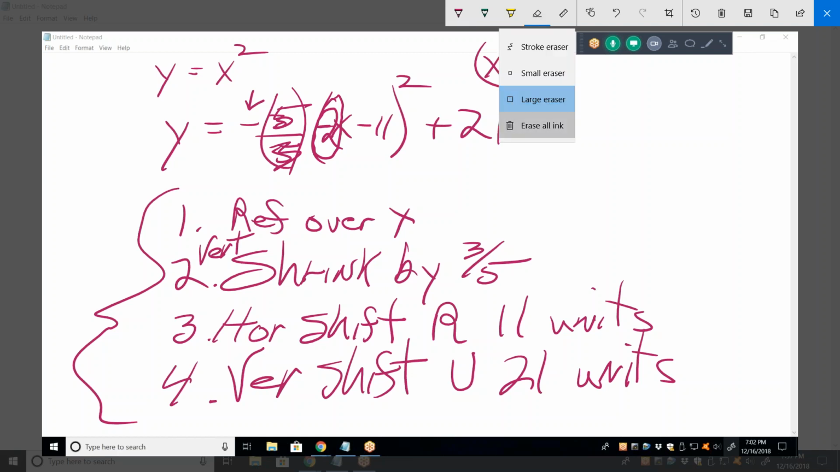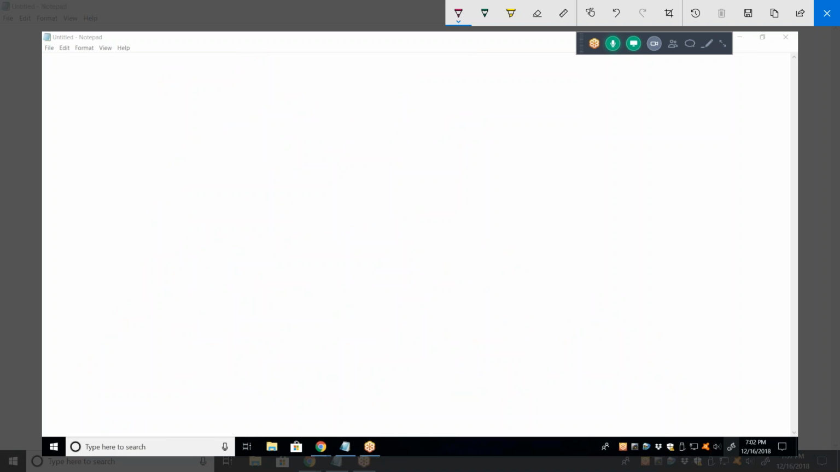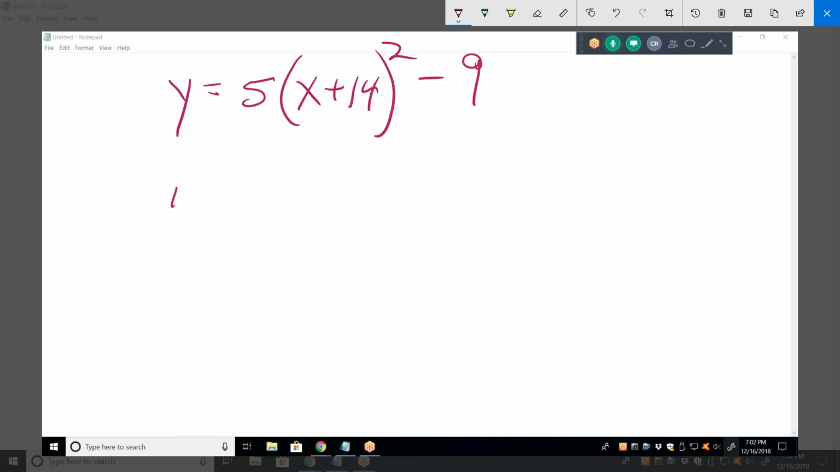All right. What else? So it's the same thing: y equals 5 times x plus 14 squared minus 9. So the parent function is? X squared. Okay, and what things do we have going on working from left to right? Actually, it's not always left to right. Let me take that back. You always do the reflections first. Otherwise you don't end up with the right function. Everything else can be done in whatever order you want.